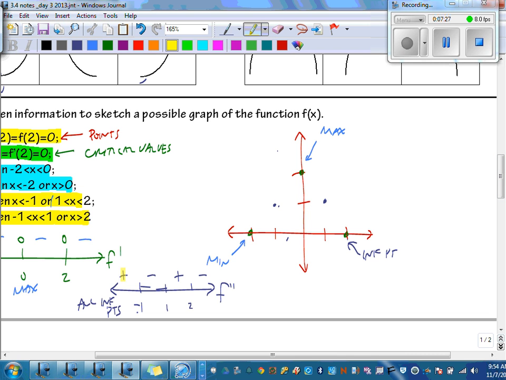Let's take a look at the first interval. Until we get to -1, until we get to this inflection point right here, our graph is going to be concave up. We're going through a minimum to get there. So that means the minimum is going to be the bottom of that U. So this is just that first part. All right. Then it's going to be concave down from -1 to 1. So from this inflection point to this inflection point, it's concave down, and it goes through a maximum. So that maximum is going to be the top of that U.